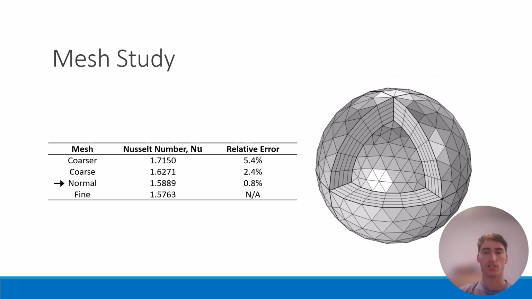The accuracy of the results was analyzed by varying the mesh resolution. The model was tested at 4 different mesh resolutions and compared by computing the Nusselt number and their relative error. The table shows these values, and since the relative error between the normal and fine mesh was under 1%, the normal mesh resolution was chosen for all further simulation, as shown on the right.